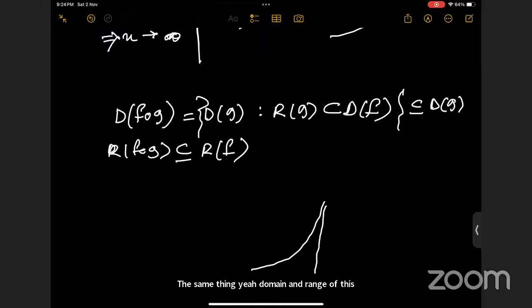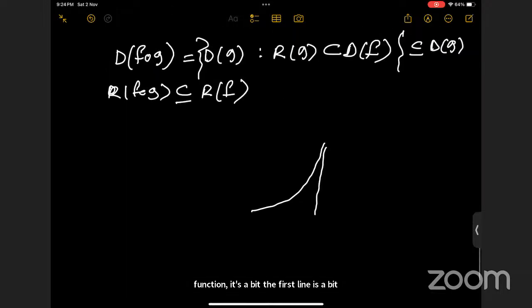The first line is not as good as it should be. Yeah, okay. If no one has any questions, please. Okay, so does anyone have any question?